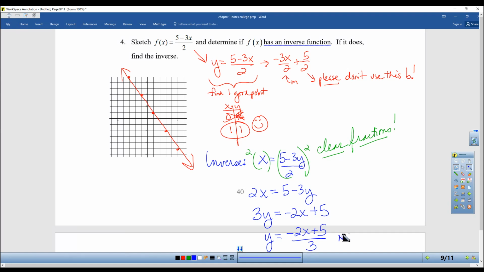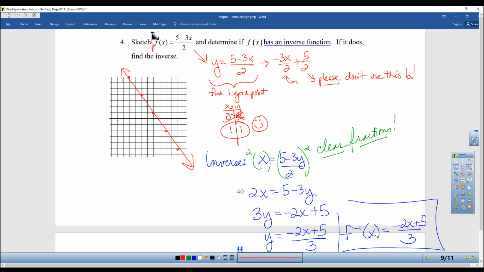And you probably don't want to switch it to this. I'm not saying you can't, but again, I wouldn't bother. I would just leave it here because all you need is one good point. So my F inverse is negative 2x plus 5 over 3.